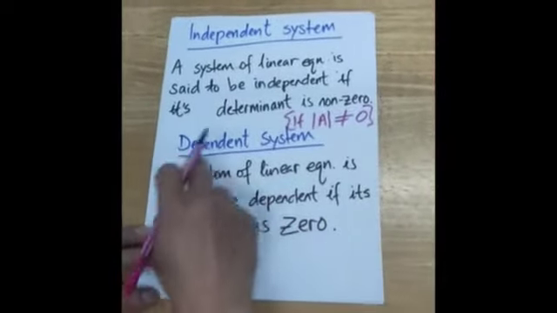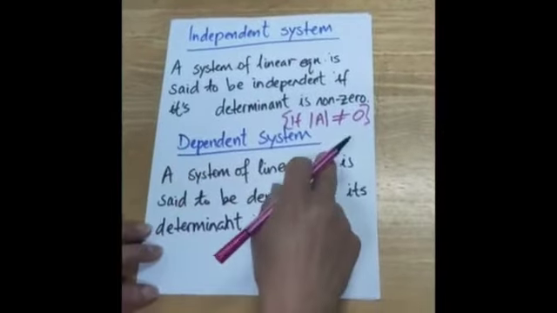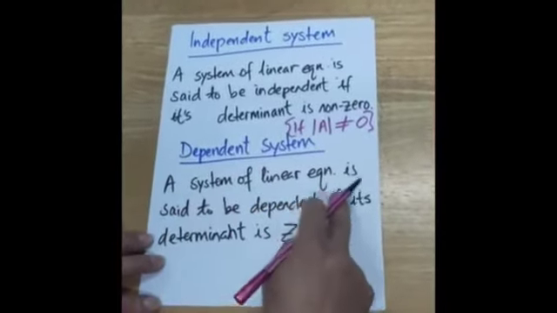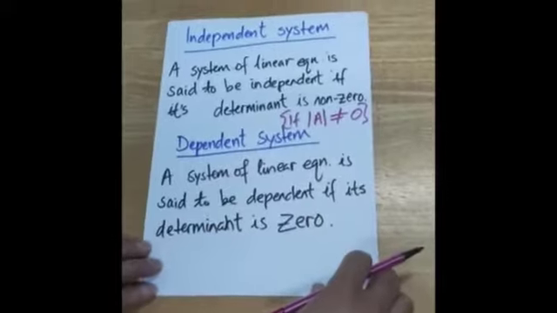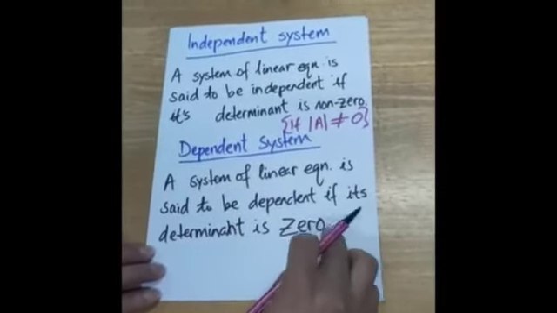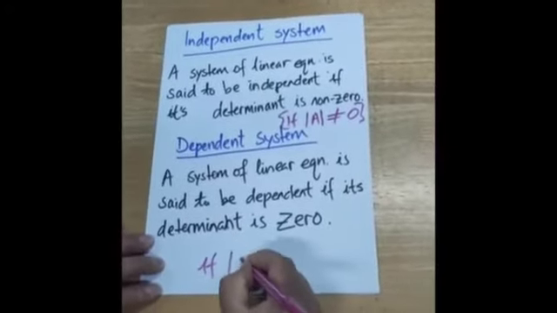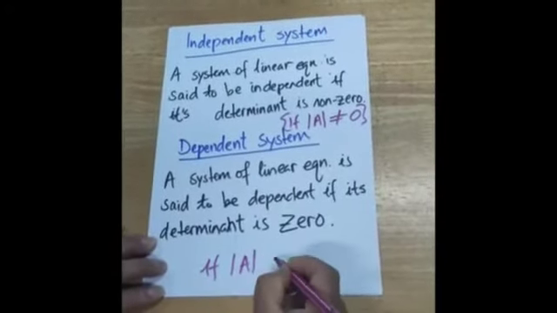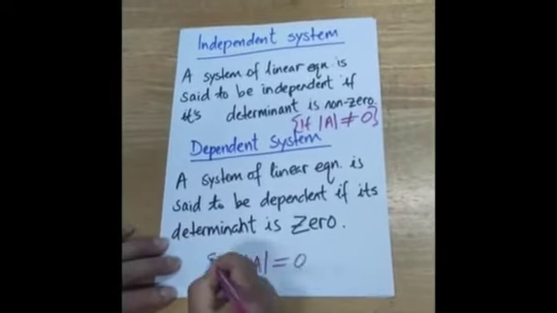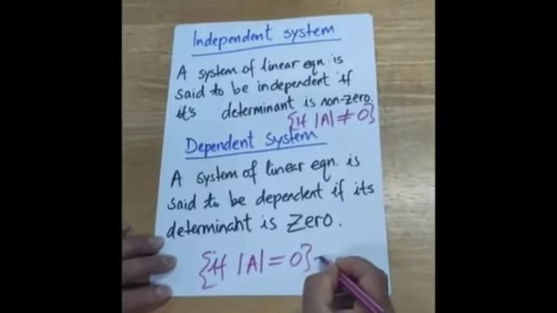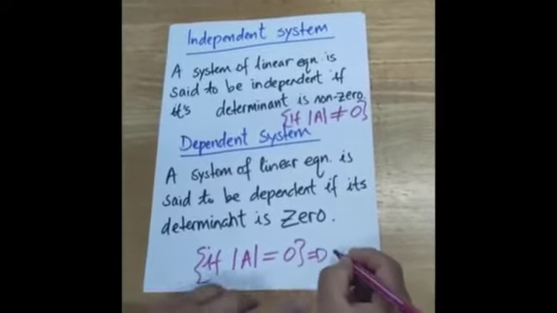And next, what is meant by dependent system? A system of linear equation is said to be dependent if its determinant is equal to 0. That means whenever we have the determinant of our coefficient matrix A equal to 0, we say the system is dependent.